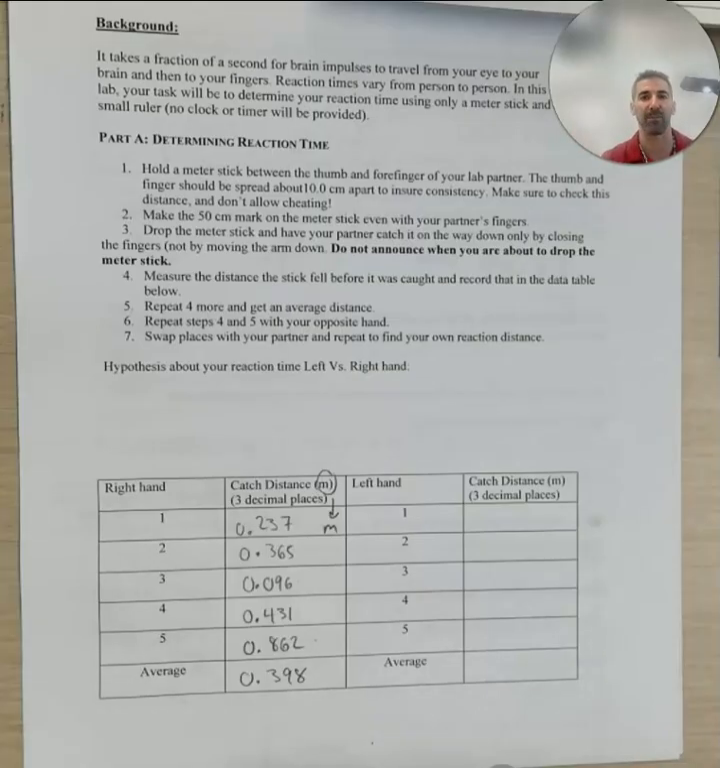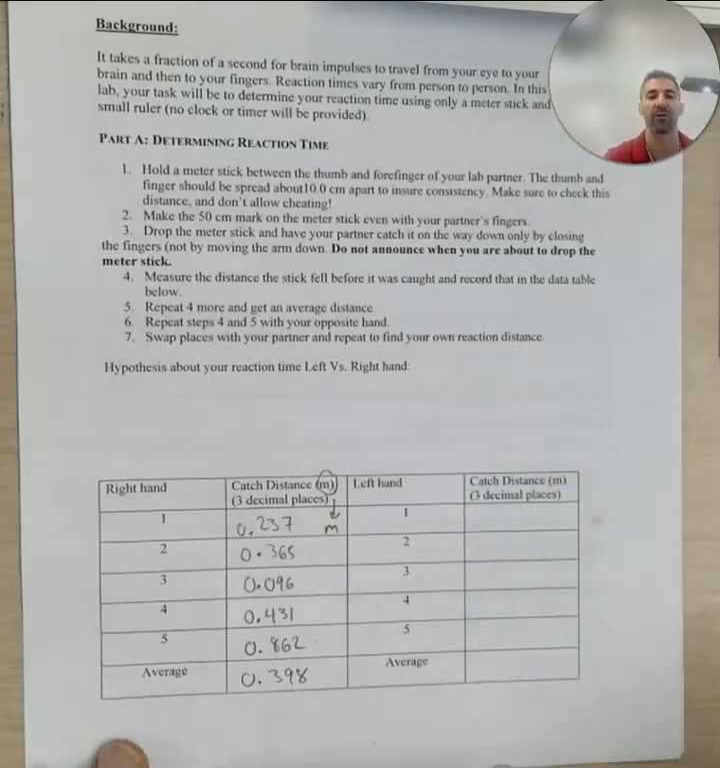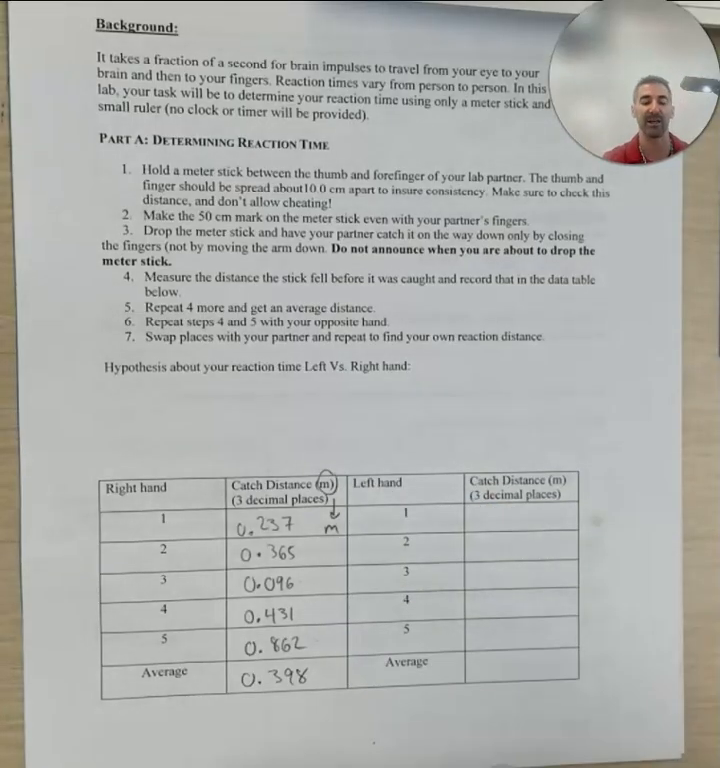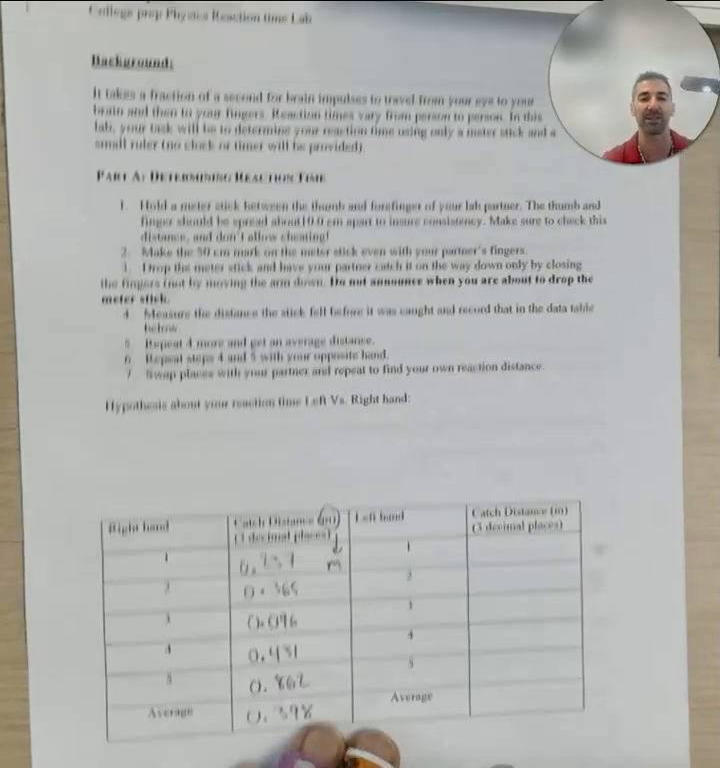I want to make sure everyone is on the right page so we can do all of this together. On the front page, you'll recall we have the directions. You should have already done this. Your job was to catch a falling ruler as fast as you could with your left hand and then with your right hand. Here I have data only for my right hand. You should have data in both places.